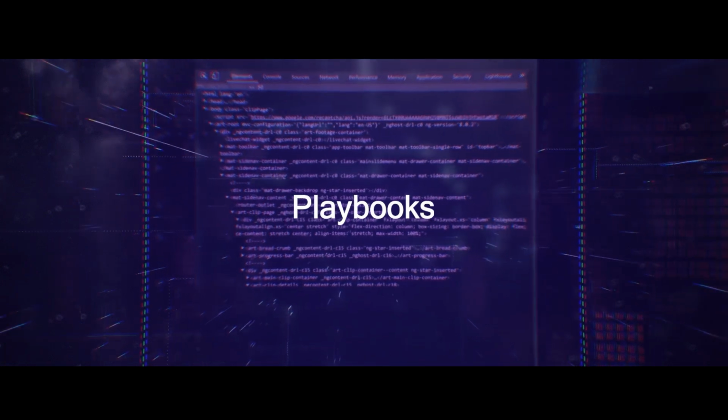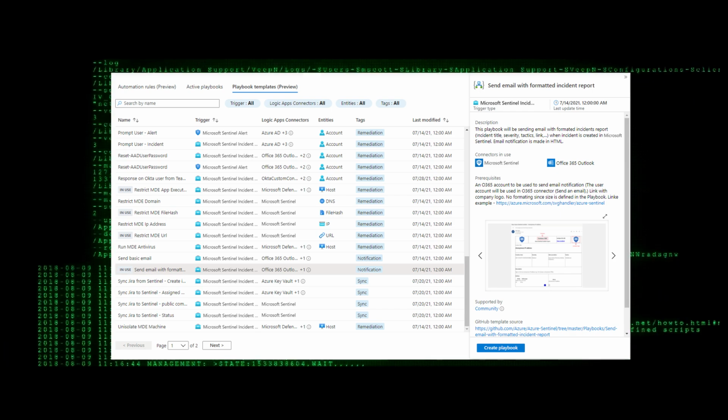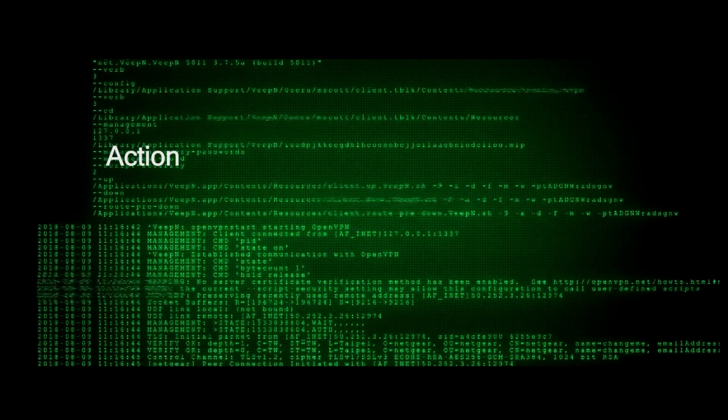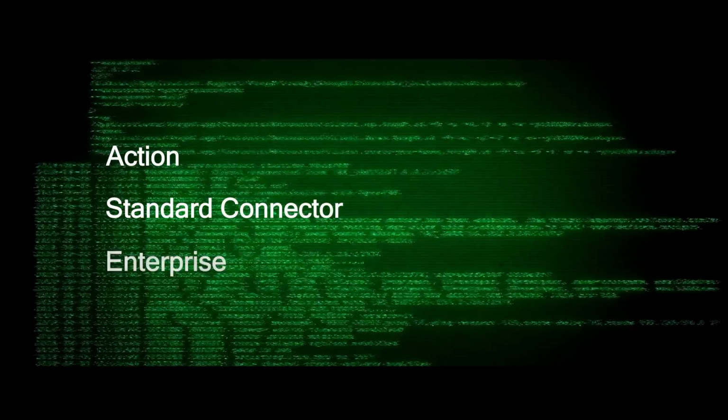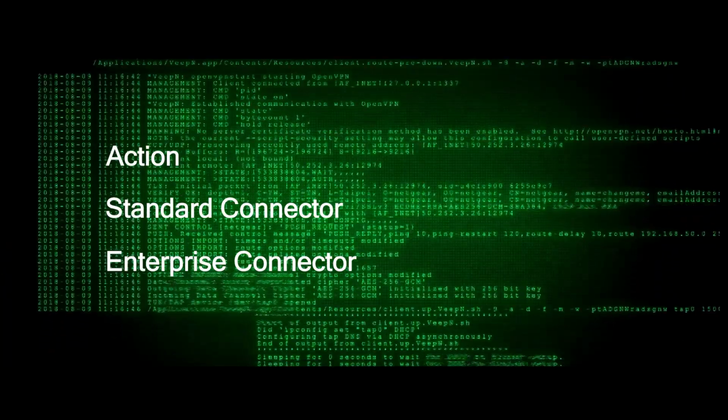Automation is the last core piece of understanding the pricing, and it is actually the smallest cost. The automations within Microsoft Sentinel that are subject to cost are called playbooks, and playbooks are actually Azure Logic Apps, and they use the same pricing model. Playbooks are charged per step run, and there's 3 different types of steps: an action, a standard connector, or an enterprise connector. However, each of these steps cost a fraction of a penny to run.